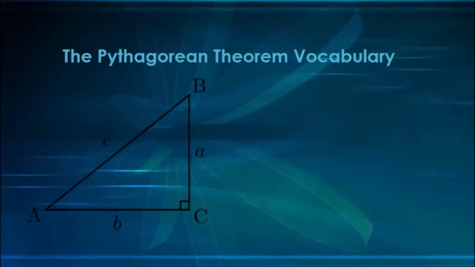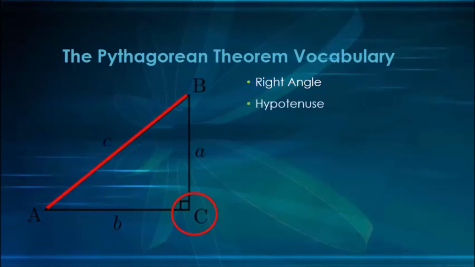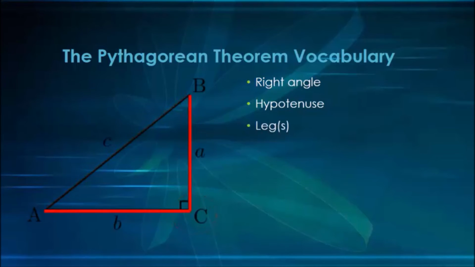Before we see what the formula for the Pythagorean theorem is, it's very important that we understand some basic vocabulary. We already learned what a right angle is and how it makes up a right triangle. Directly across from this right angle is our hypotenuse, usually labeled as C. The other two remaining sides of our triangle we call our legs, usually denoted leg A and leg B.